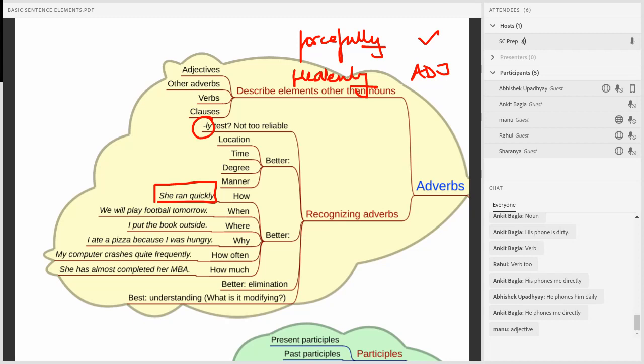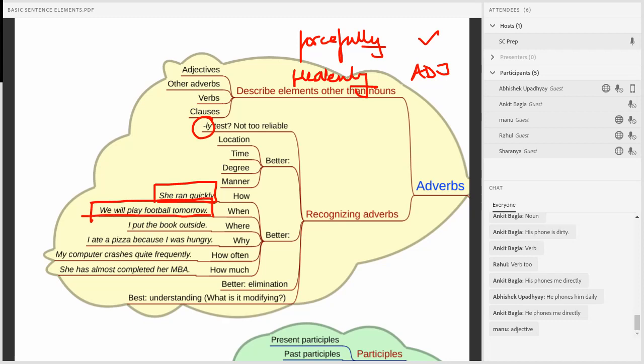So, tomorrow is normally used as a noun. For example, if you say, tomorrow will be a good day, right? Tomorrow is a noun over there. But in this sentence, tomorrow is an adverb because it's not telling you what you will play. You are not saying you will play something called tomorrow. Instead, the thing that you will play, the so called object, is football. And tomorrow is telling you when the playing will happen. That makes it an adverb. Good.